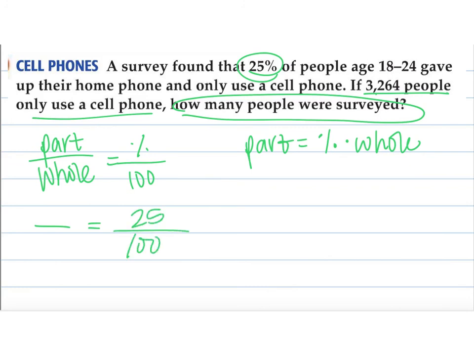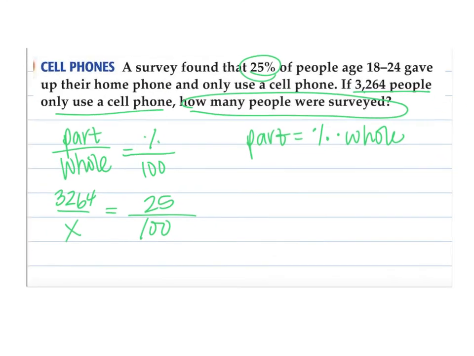Now, the people that said they used the cell phone, that's only a portion of the people that were surveyed. The people surveyed is like our whole amount. So that's what we are trying to figure out. We're trying to figure out how many total people they surveyed. And the people who said cell phone was the 3,264. So that falls under our part.